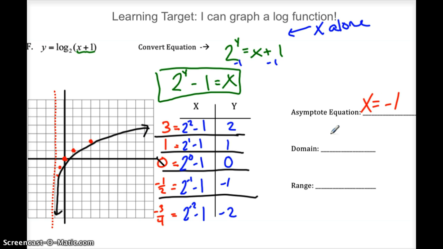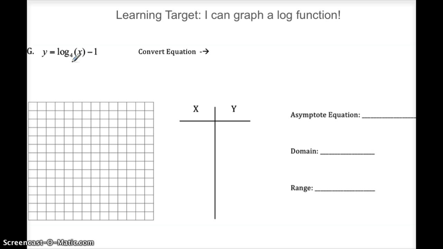My asymptote shifted. My domain, negative 1 to infinity. And then my range, negative infinity to positive infinity. Okay. One more example, and that should be good for graphing these logs. What if we've got something like this?